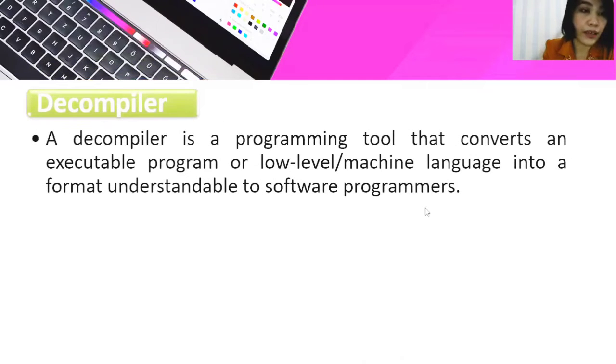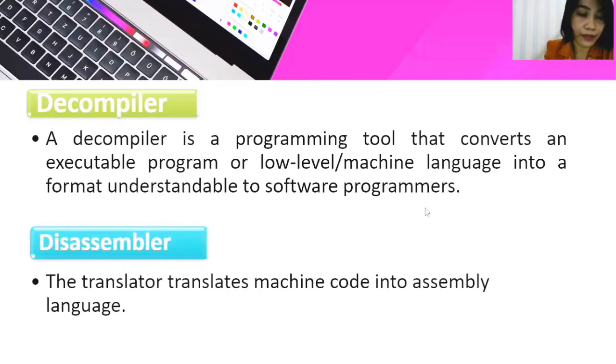Next, the decompiler. A decompiler is a programming tool that converts an executable program or low-level or machine language into a format understandable to software programmers. So the decompiler performs the operation of a compiler, which translates source code into an executable format, but in reverse. The decompiler's output is received by a human user, whereas the compiler's is the machine. Next, disassembler. A disassembler translates machine code into assembly language. So a disassembler differs from a decompiler.